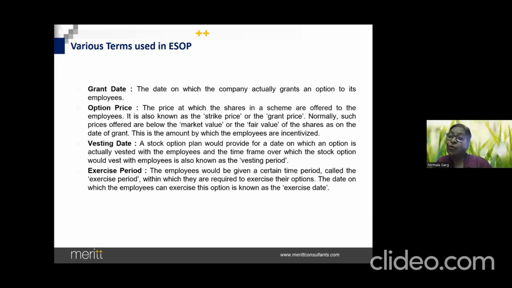Got it? Why do they do that? Because they want you to stay there. And if you leave during the vesting period, then you don't get any benefit. You can't say, oh, I have this letter. No, it's just a piece of paper. You can just throw it.